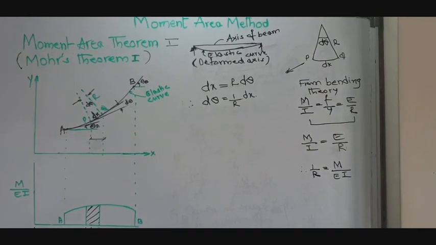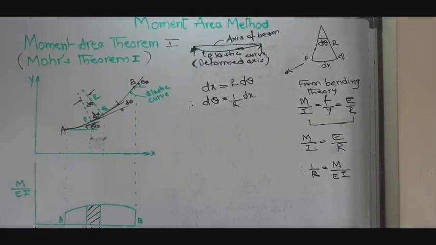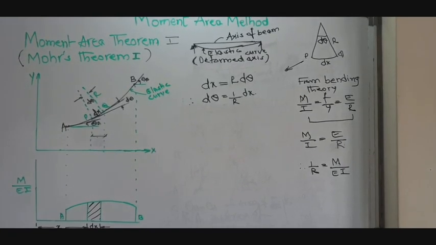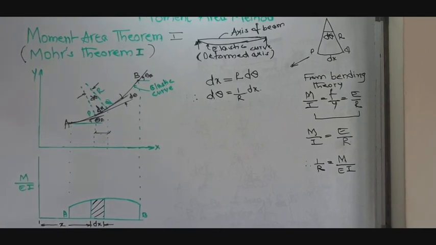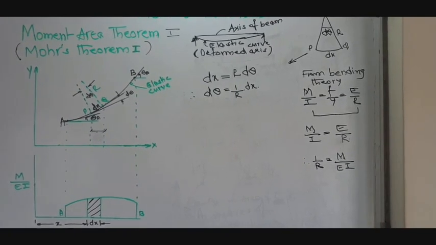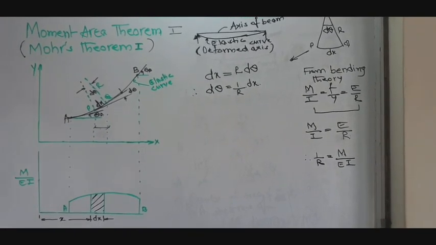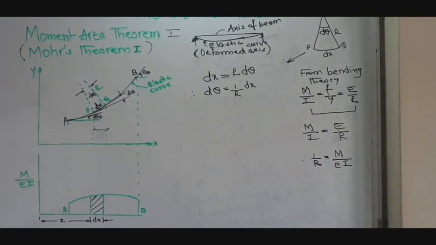Now let us see Mohr's theorem number 1. What Mohr's theorem number 1 says is that the change in slope between any 2 points is given by the area of the M by EI diagram between those 2 points. So let us prove that now.